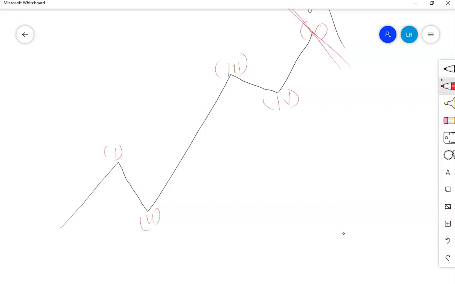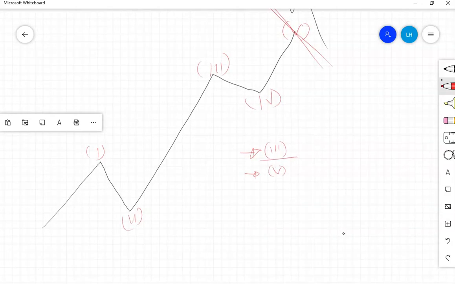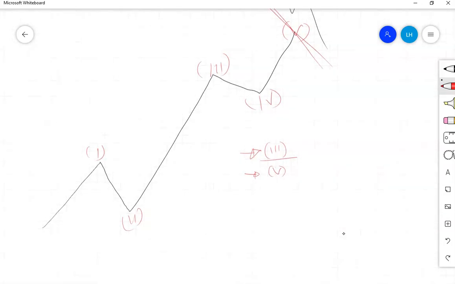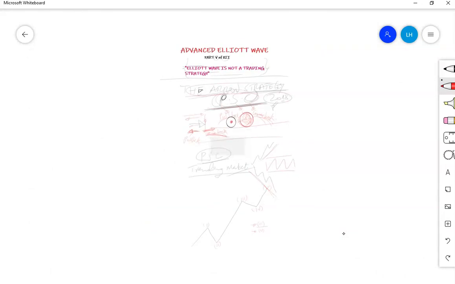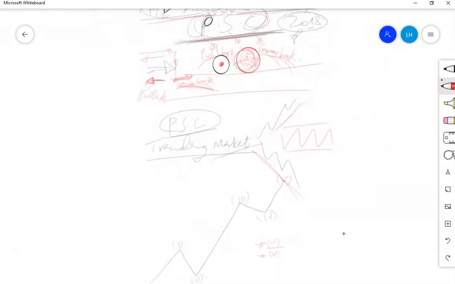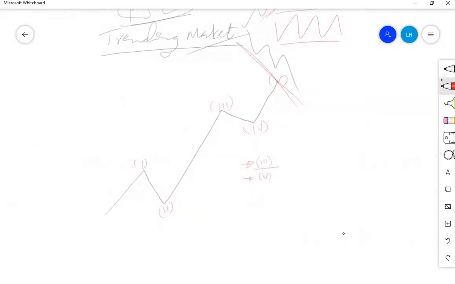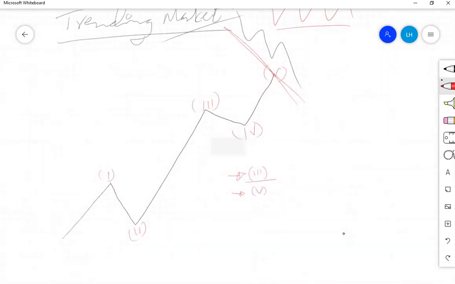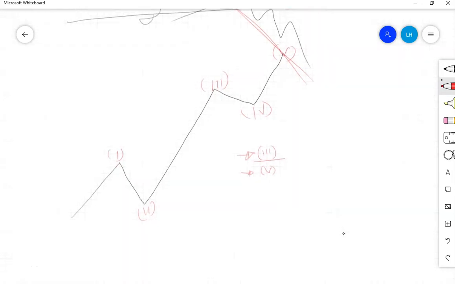So now, based on PSC strategy or the arrow strategy, you'll be able to trade the third wave. You'll make an entry on the third wave, but also you can make an entry in the fifth wave, and mainly this is in an impulsive move. In an impulsive move, you'll be able to trade those two waves confidently, the third wave and the fifth wave.